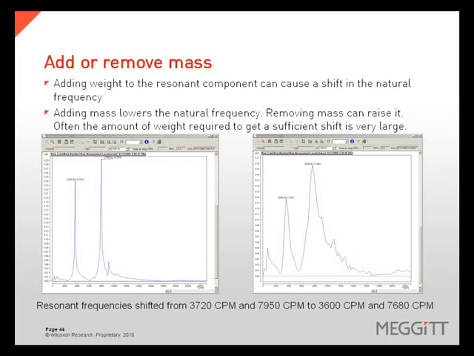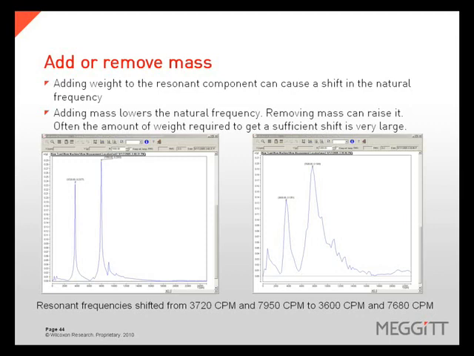We can also change the resonant frequency by changing the mass, or by adding and removing weight from the system. Adding weight lowers the natural frequency of the system. Often the amount of weight or mass required to achieve the shift needed is very large and often not practical.